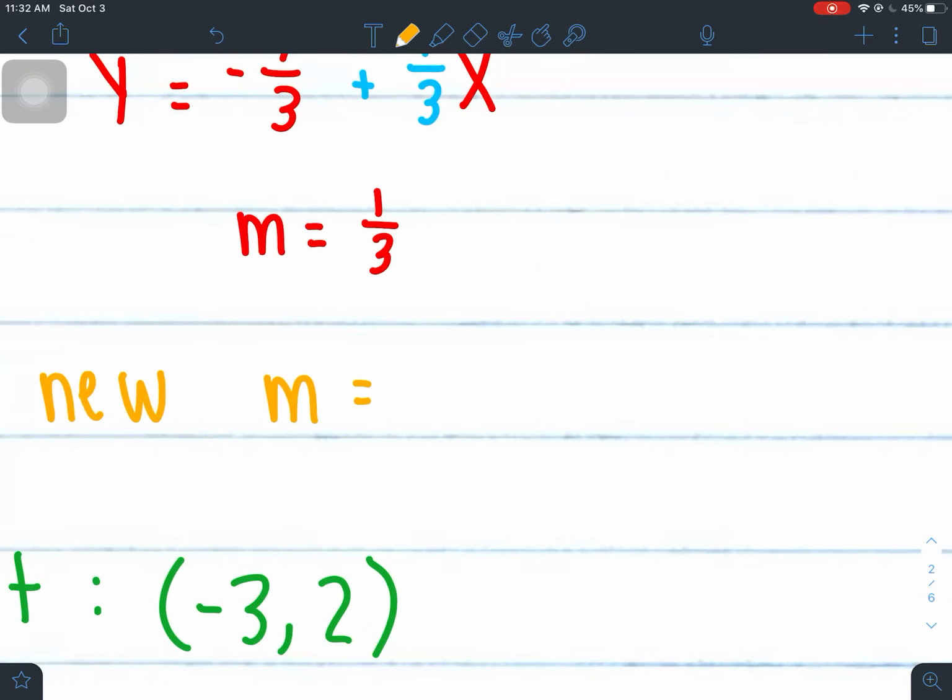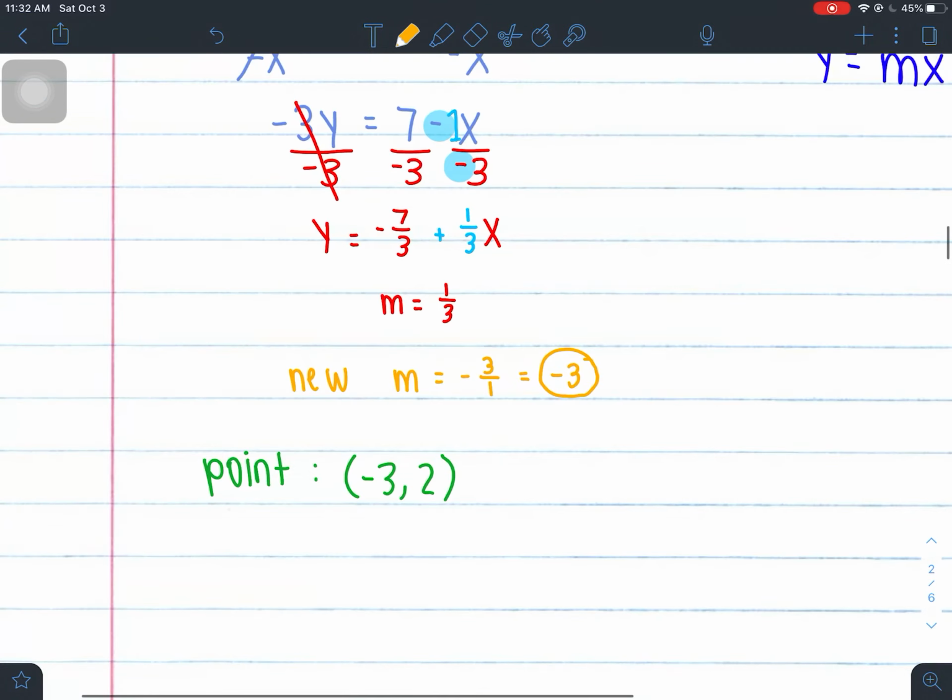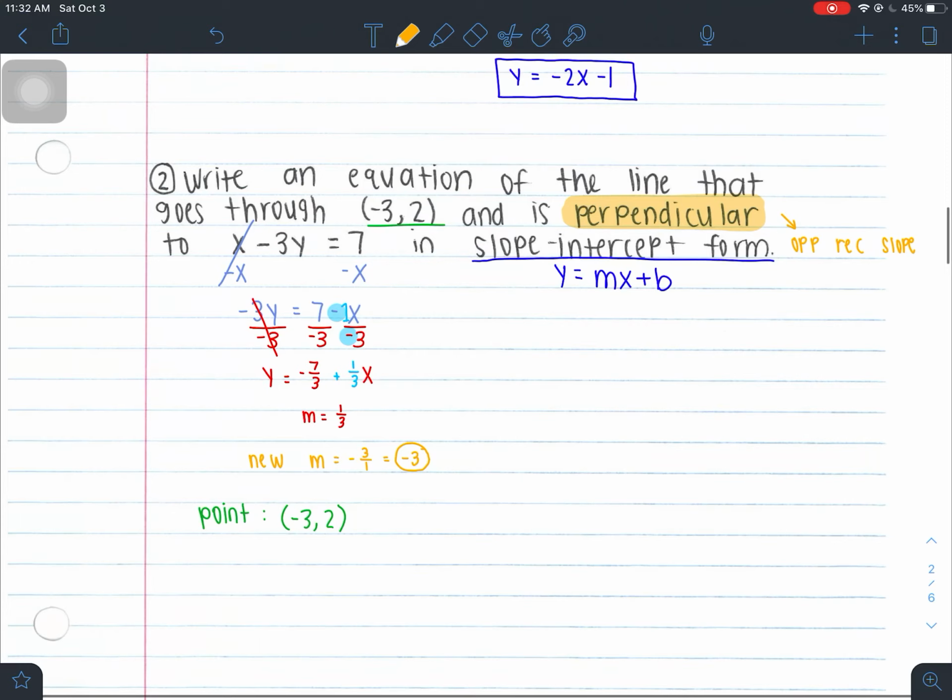So if the old slope was positive 1 over 3, the new slope is going to be negative because it's opposite sign, and then you're going to flip the fraction: negative 3 over 1, which simplifies to negative 3. You have your new slope. Okay, why are we using a new slope? Because it's perpendicular, you need opposite reciprocal.